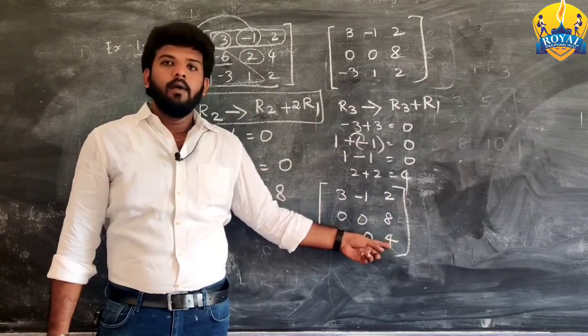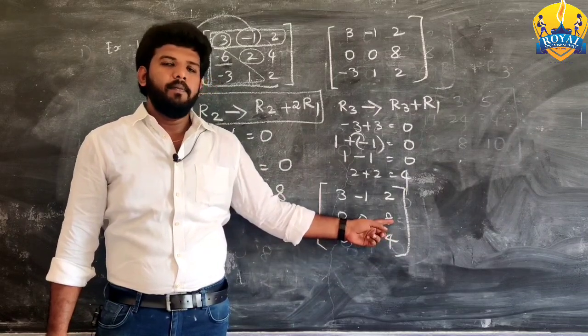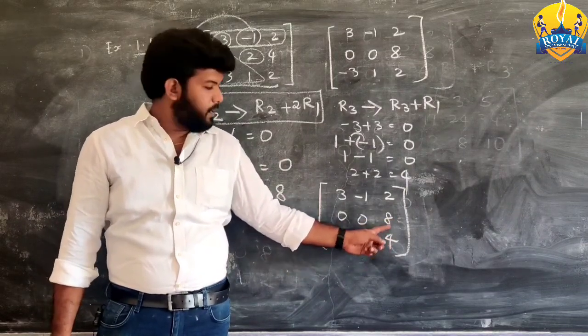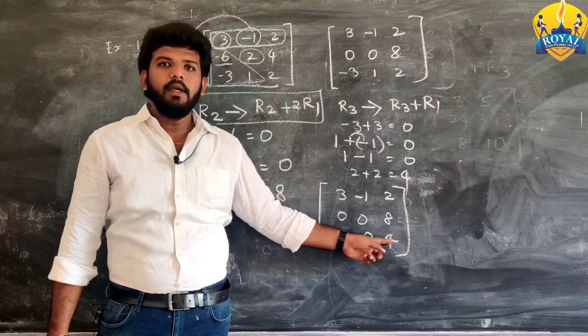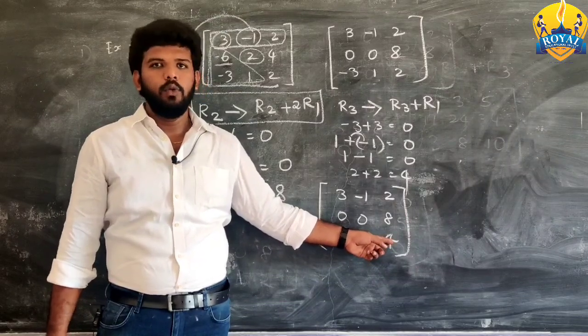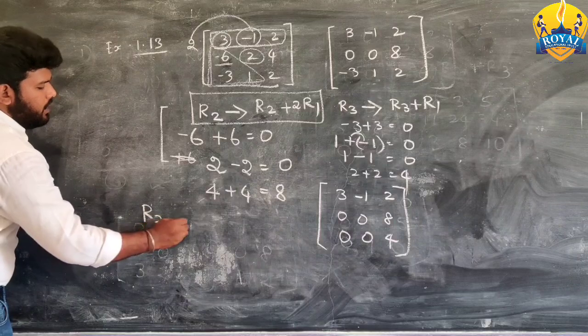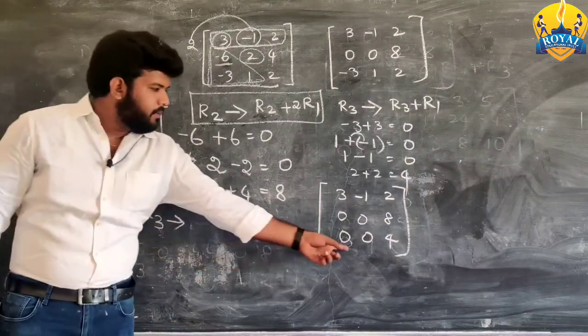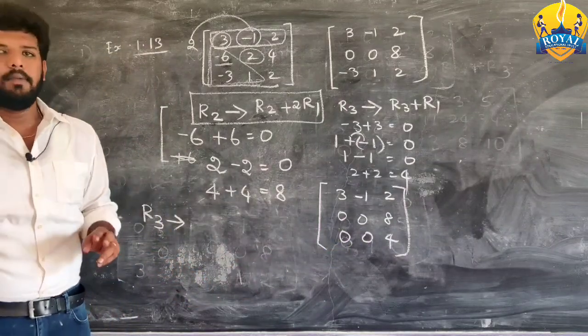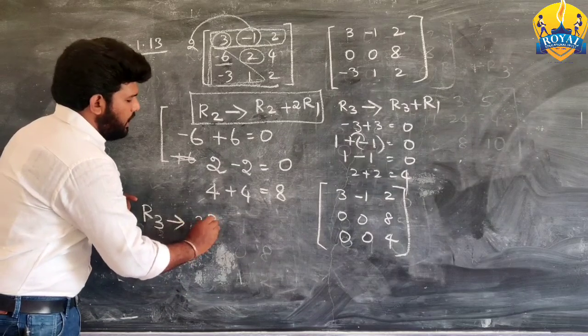How can 4 become 0? Here there is 8 and here there is 4, so it should be multiplied by 2. I am going to do it in the third row. What am I going to do? I am going to multiply the whole third row by 2. So 2R3.